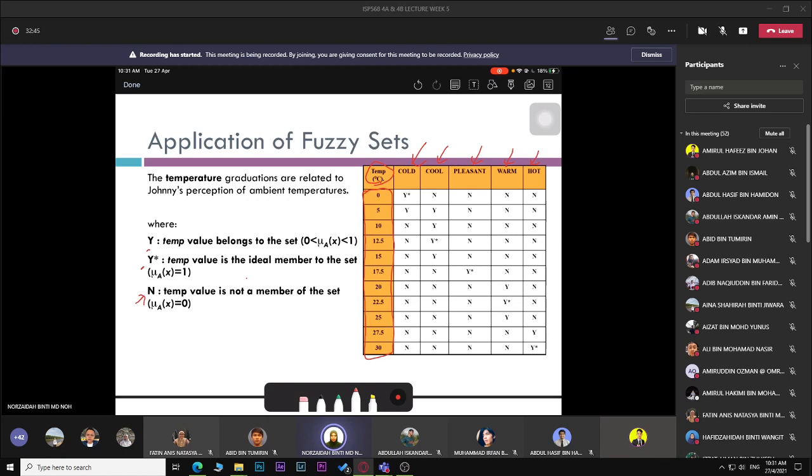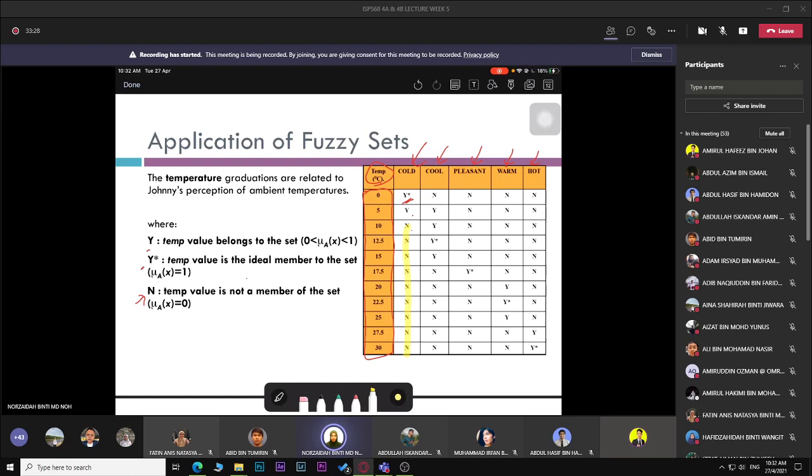So user dia dekat sini Johnny. So Johnny pun dia tengok, okay, kalau 0 degree, Johnny kata to me 0 degree is yes, it's very cold. So dia letak kat sini Y star. Okay. Tapi when the temperature increases, dia kata okay 5 degree it's cold but it's not really that cold. So dia dah mula jadi Y. Okay. And then 10 degree pada Johnny dia kata no, that's not cold. To me that is not the definition of cold. Macam tu. So dia dah letak N. So seterusnya semua kat sini dia letak N. Okay? Faham? So nampak sini semua dia letak N.